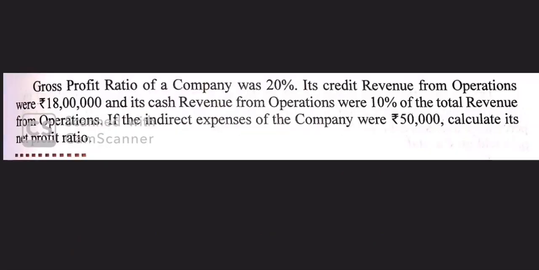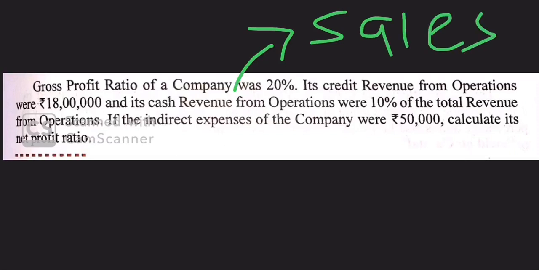Let's see one question. In the question they have given that gross profit of a company is 20%. This 20% is not specified as on cost, so whenever nothing is given, it is always assumed to be on sales. Gross profit is always on sales. Credit RFO was 18 lakh and cash RFO was 10% of the total RFO. If indirect expenses of the company are 50,000, calculate the net profit ratio.